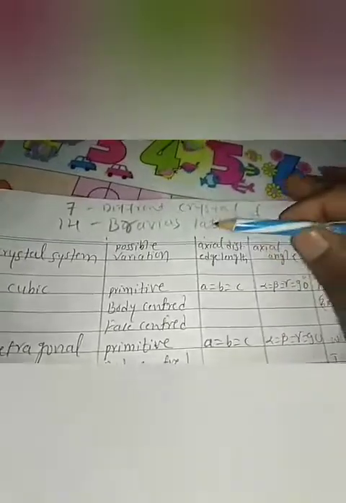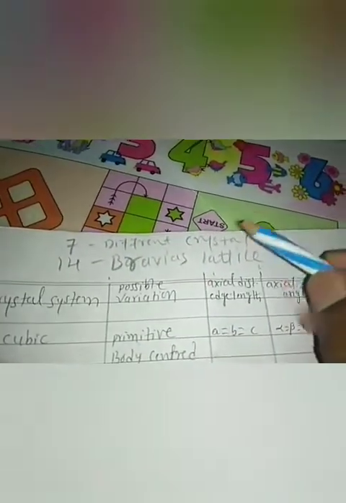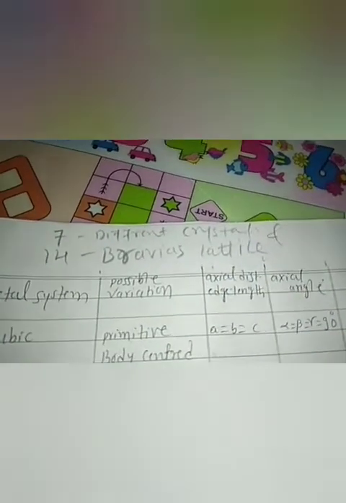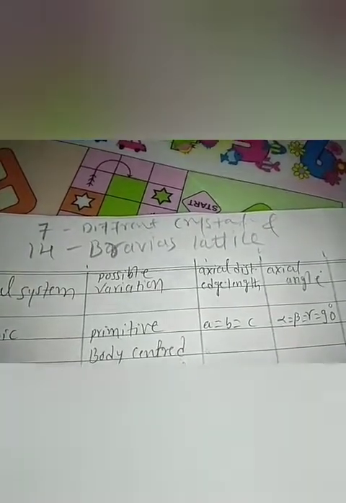We know there are seven different types of crystals. I will show you what the seven types of crystals are. Each crystal shows a different space lattice, a different type of lattice. So all the space lattices, all crystal lattices, we call the Bravais lattice.